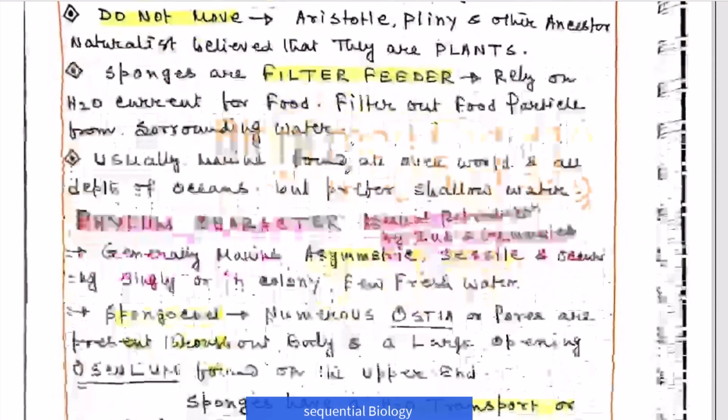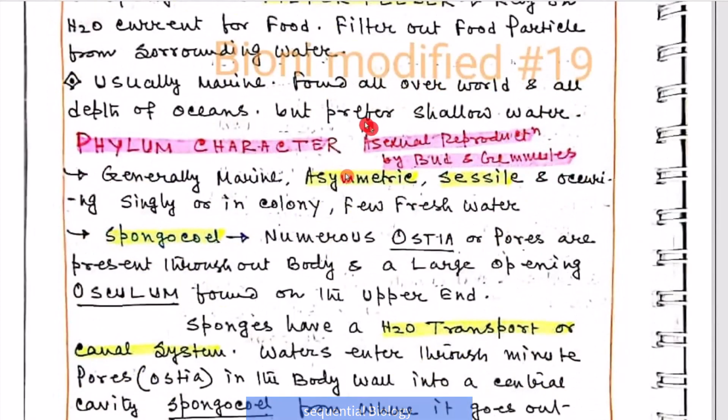Usually marine and found all over the world. The species of this phylum are present all over the world, and they are usually marine, but some forms are also freshwater forms. They are found at all depths of the ocean but prefer shallow water. Shallow water means where the water level is not deep. The animals of this phylum are present at all depths of the ocean, but usually they prefer shallow water.